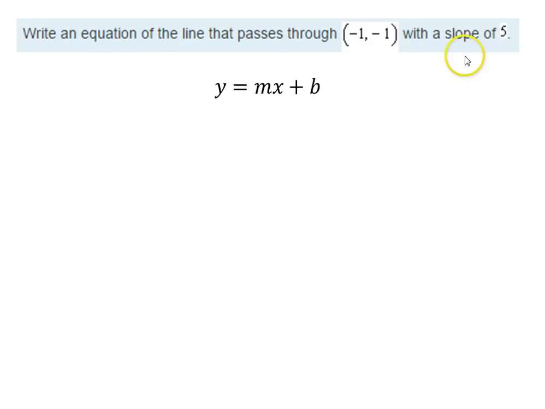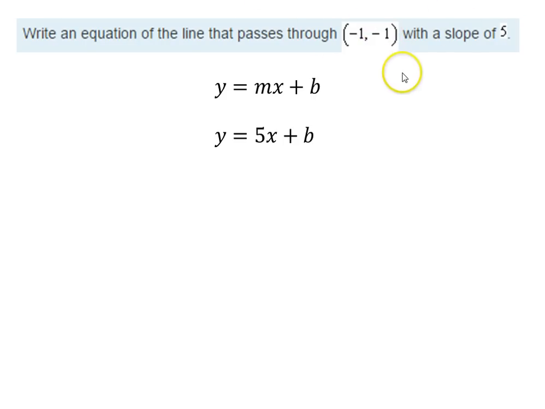So given this information that the slope is 5, I can plug 5 in for m because I am told that 5 is the slope. So we're already halfway there. We just have to find our y-intercept b now to write this equation. How are we going to do that? We're going to use this point -1, -1. This is one point that lies on the line. There's a ton of points, infinite points that lie on the line. This is one of them, -1, -1.